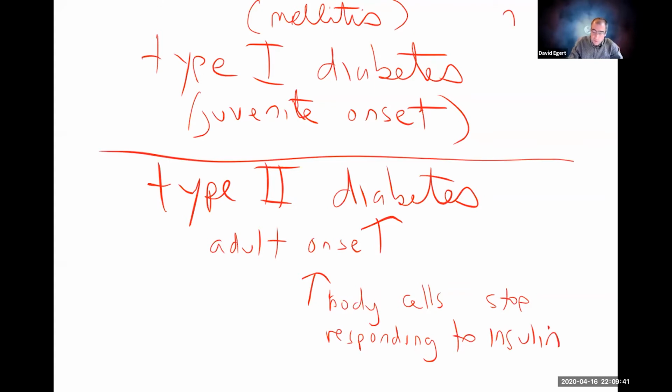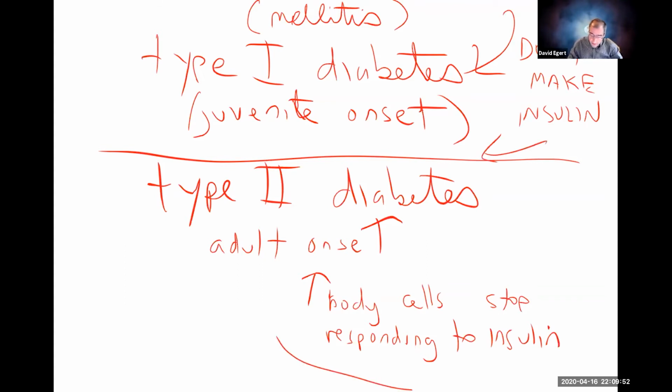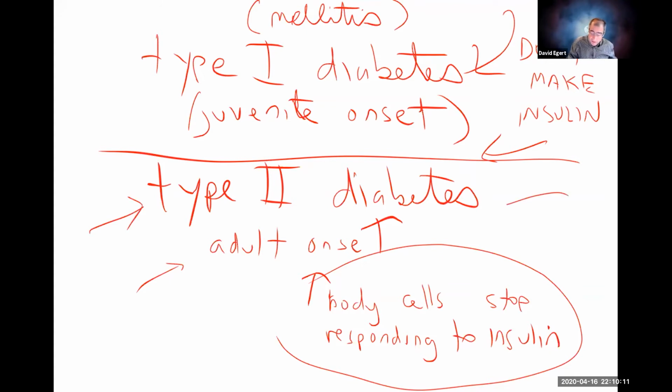This one here, you don't make insulin. This one here, you're making insulin, but the cells aren't responding to it. So the effect is the same. This one tends to be more correlated with obesity or being overweight. Often, if you have this, it can get better if you lose weight.